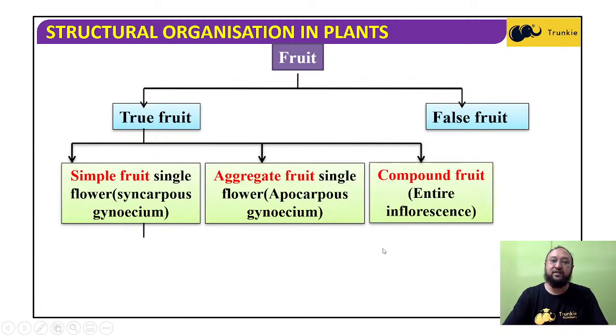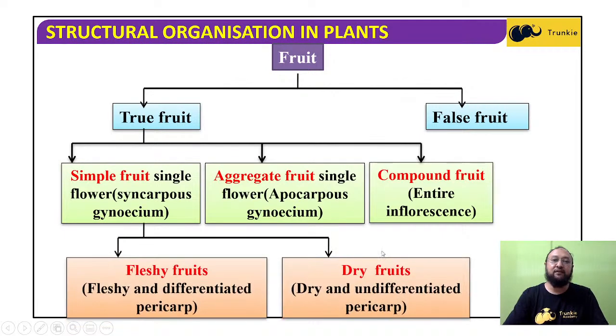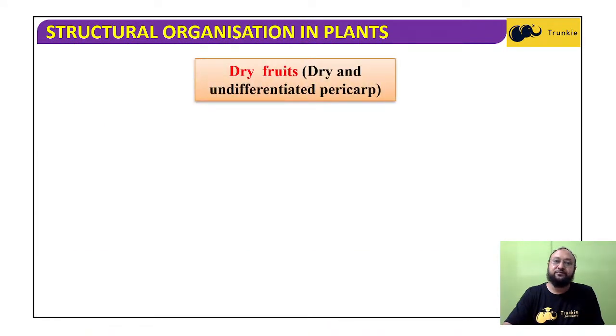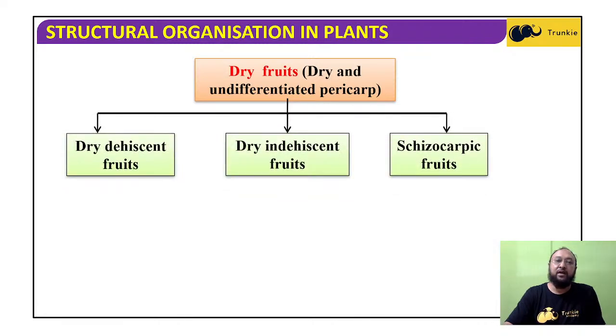After a few slides, in the case of simple fruit, there are two types: fleshy fruits and dry fruits. Fleshy fruits have a differentiated pericarp, and in dry fruits a dry and undifferentiated pericarp is present. Dry fruits include dry dehiscent fruits, dry indehiscent fruits, and schizocarpic fruits. All these different types we will see in detail.